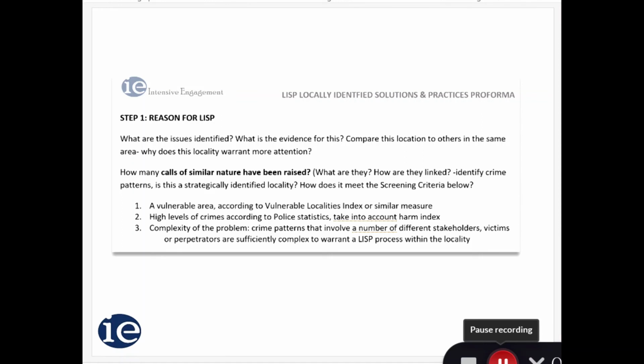So to sum up, intensive engagement is an intensive process. That's why we called it intensive engagement, and it costs money and time and resource. And in order for us to target that carefully, we need to make a fairly strong justification why we should do intensive engagement in this particular location rather than any other.